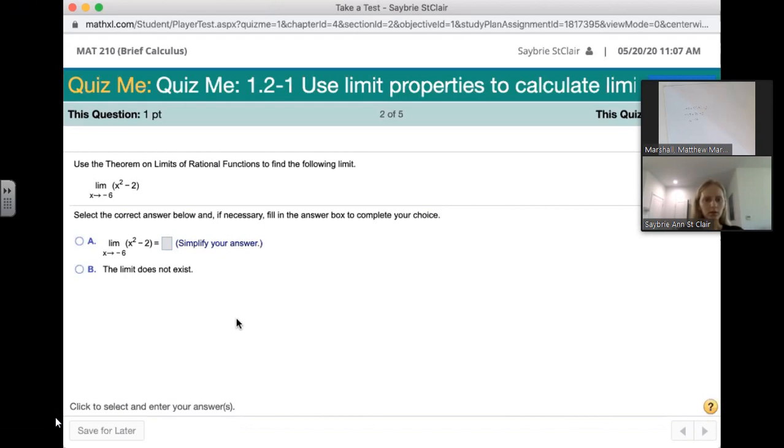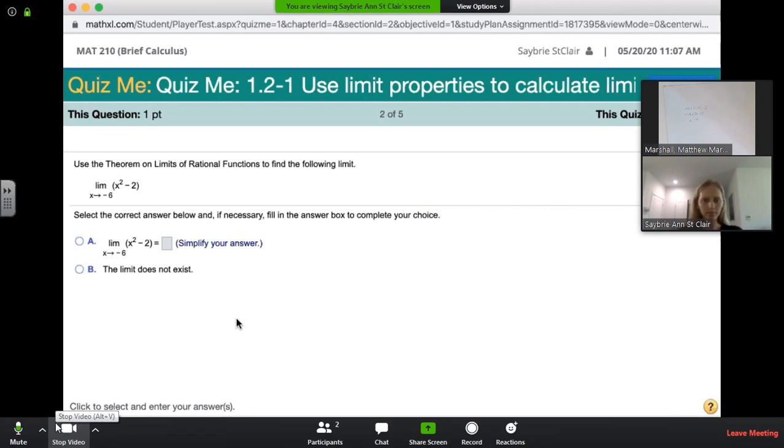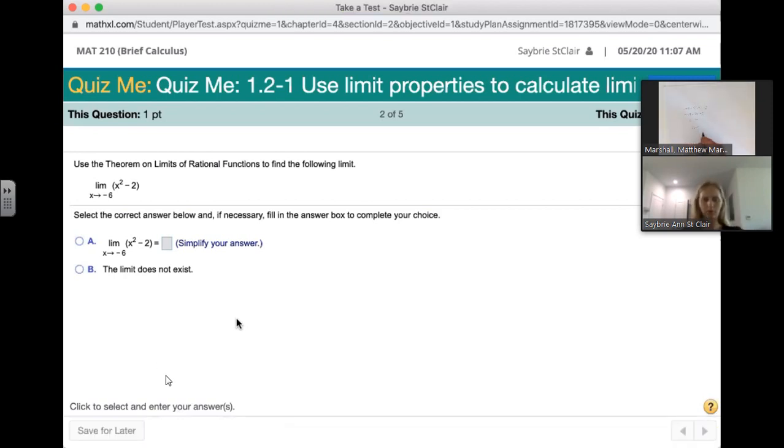So plugging in negative 6 into x squared. Negative 6 times negative 6, you're right, positive 36. And then 36 minus 2 is 34.